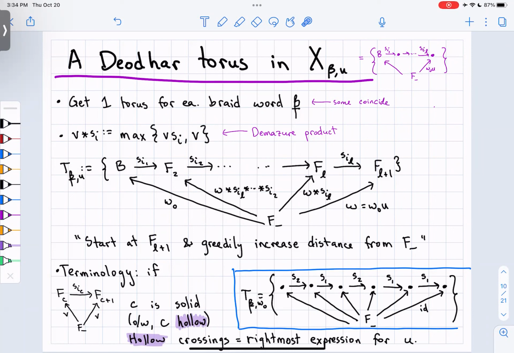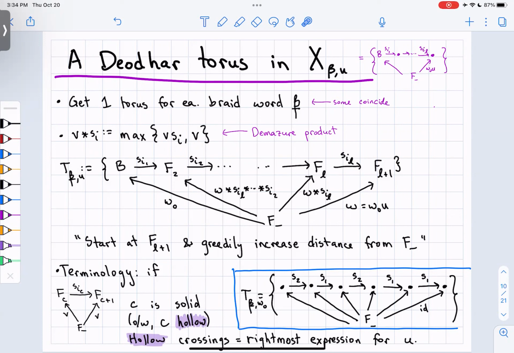Okay, so to describe this, I also need a combinatorial notion called the Demazure product. So if I take the Demazure product of v, a permutation, and s_i, so I do v star s_i, it is either the normal product, v s_i, or it's just v, and I pick whichever one is higher in the group. So the Demazure product, you should think of it as like the normal product, except I'm only allowed to go up in the group.